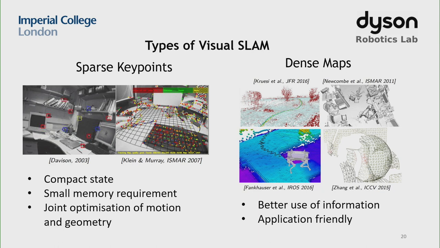So sparse key points have efficiency and memory advantages, and they also allow for the joint optimization of the motion of the platform and the geometry. But obviously, we would like to go towards a dense approach because they give much more usable maps for augmented reality and other applications.